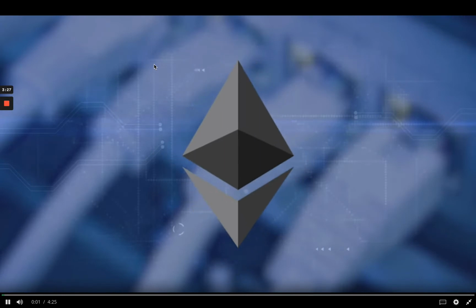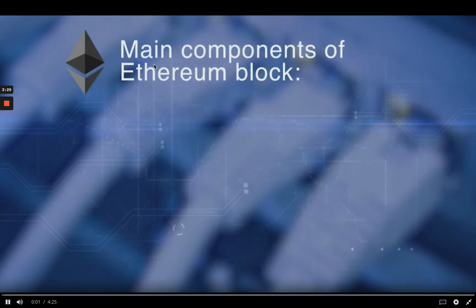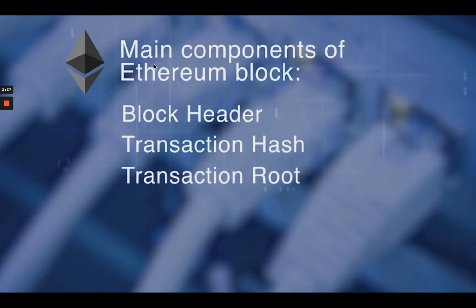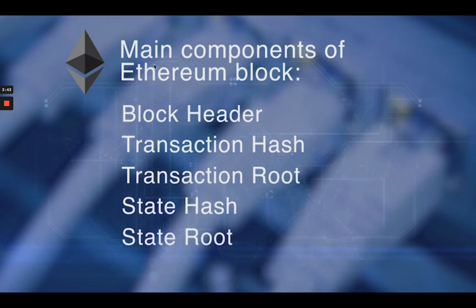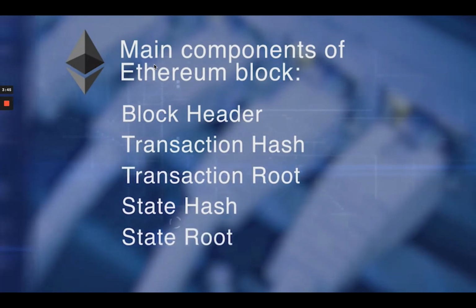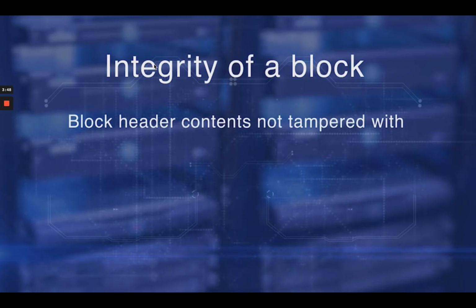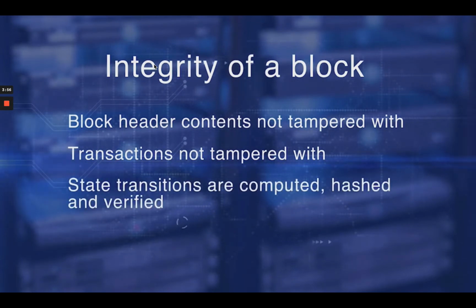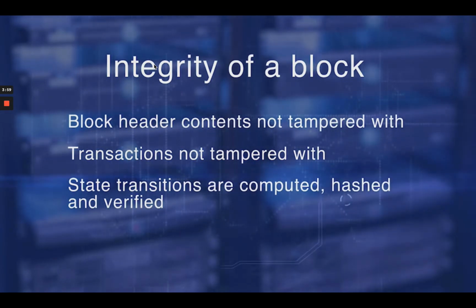As we discussed before, some of the main components of the Ethereum block are the header, the transactions, including the transaction hash or the transaction root, and the state variable, the state hash or the state root. Integrity of the block is managed by assuring that the block header contents are not tampered with, the transactions are not tampered with, state transitions are efficiently computed, hashed, and verified. Remember, the blockchain is supposed to be an immutable record.